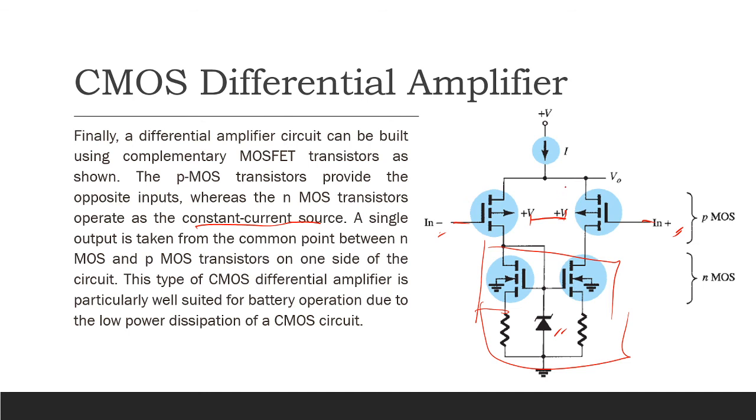This type of CMOS differential amplifier is particularly well suited for battery operation due to low power dissipation of a CMOS circuit. So, remember, ang CMOS, hindi mo kailangan ng sobrang taas na power para mag-switch from one operation to another. Kaya nga, mas ideal to na gamitin. Mas mabilis din ang switching speed nito kaysa sa BJT. So, very ideal siyang gamitin for integrated circuits or for battery operations.